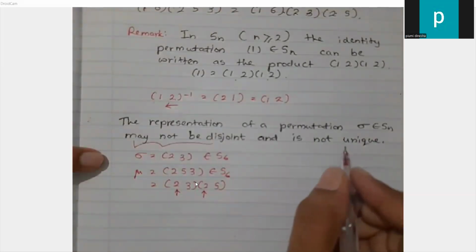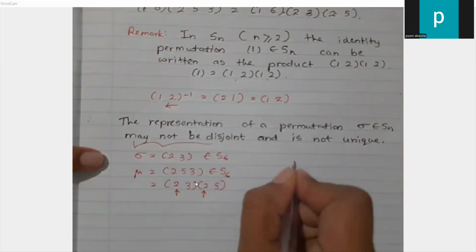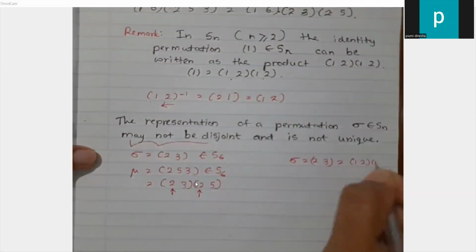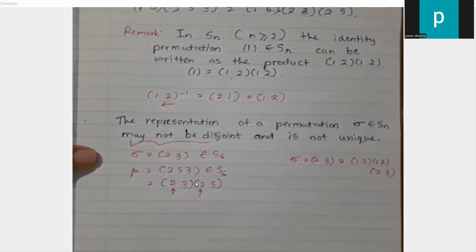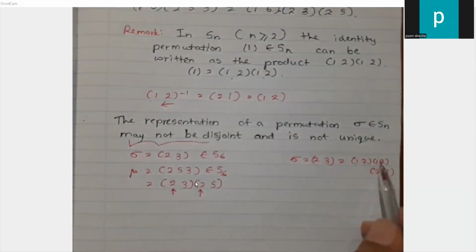Why is it not unique? Any representation will never be unique. Why? If you go to this one, sigma (2 3), this is the same as writing (1 2)(1 2)(2 3), because the product of these two will give you the identity. So identity times (2 3) gives you the permutation back. So you see, you can get different representations for the same element. You can even add a pair of these two transpositions at the back and still get the same element, right? So the representation is not unique because of that. Okay.